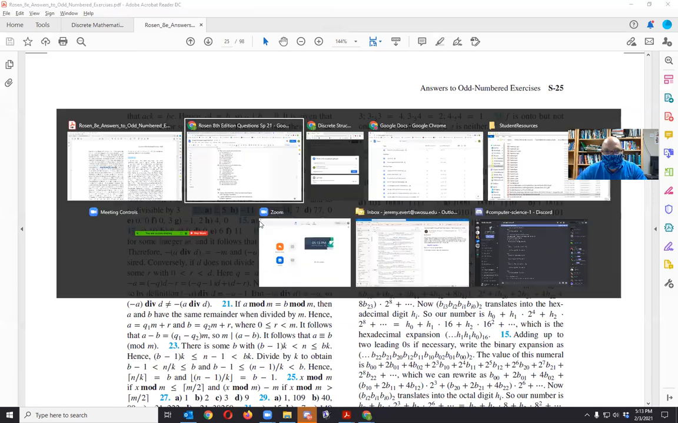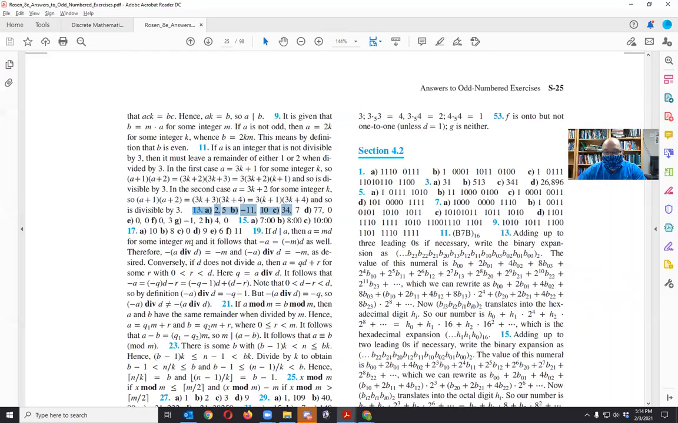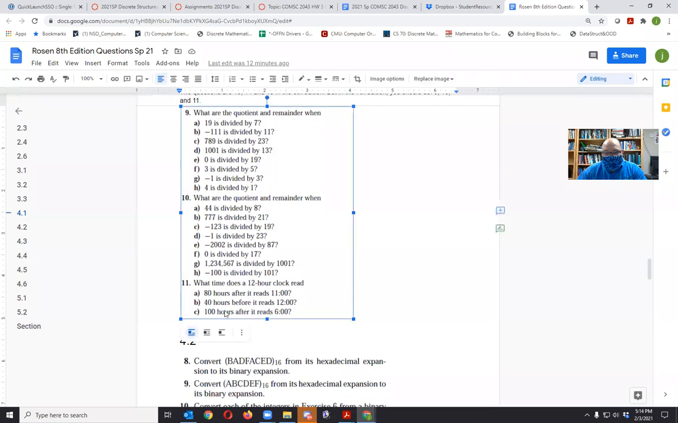So that makes sense. And then we say 40 hours before it reads 12. So you take 36 off of that, and it's the exact same thing. So that's 40 minus 36 is going to be 4. 12 minus 4 should be 8. Check my math on that. Here on number 15, part B is 8. So that's a winner.